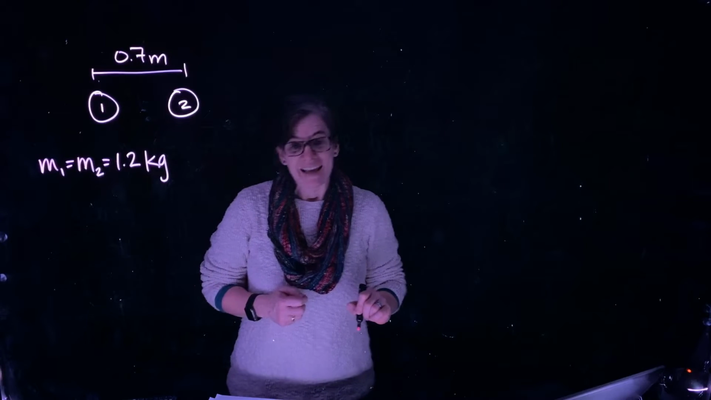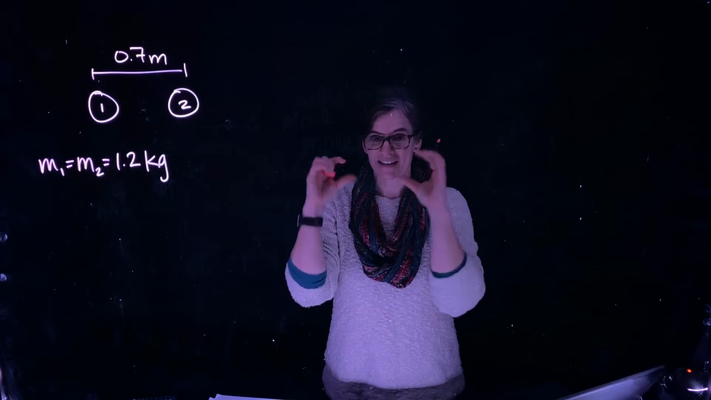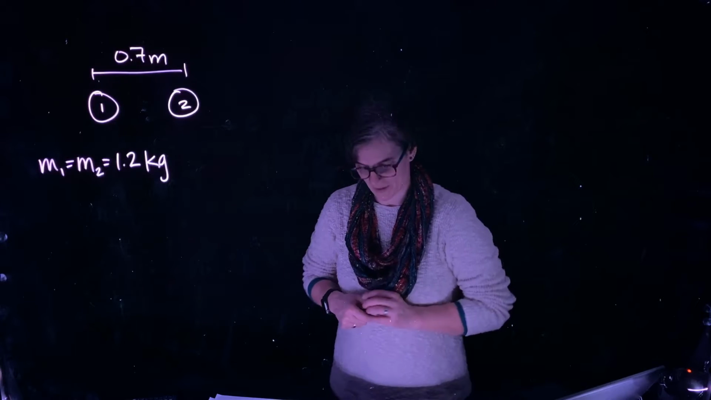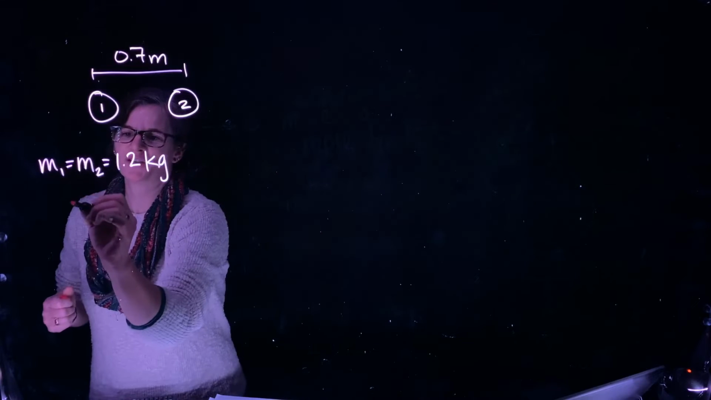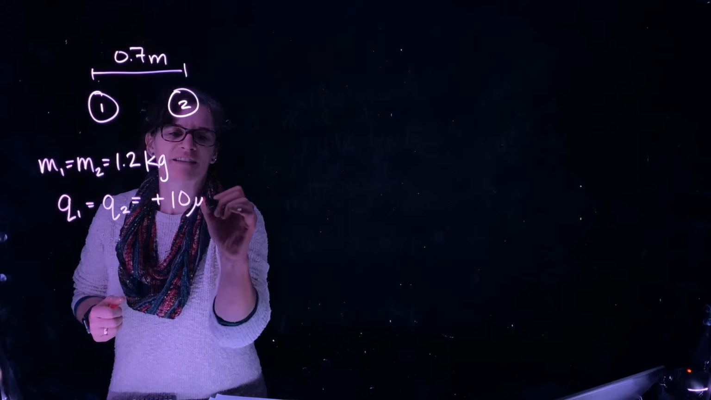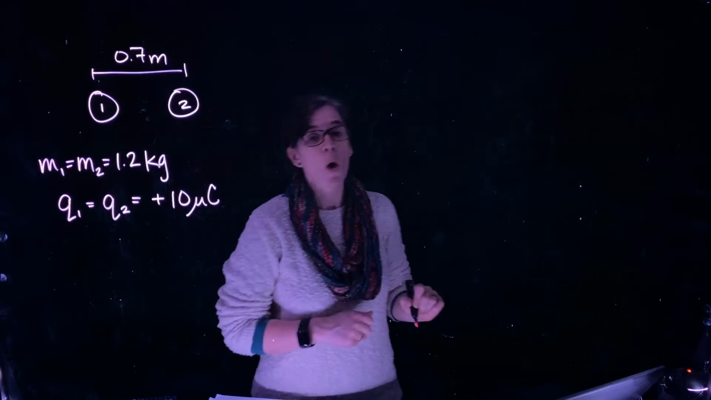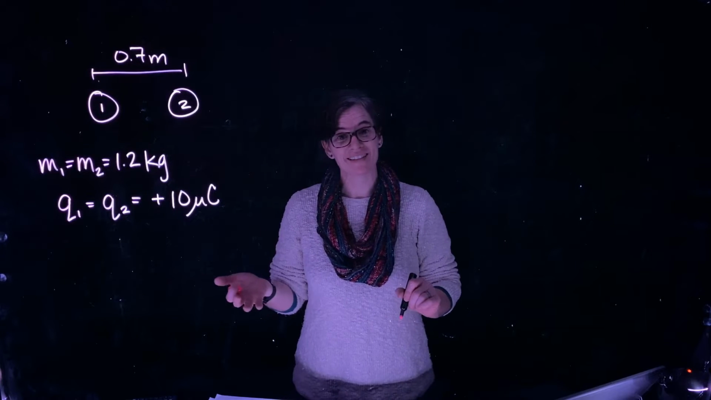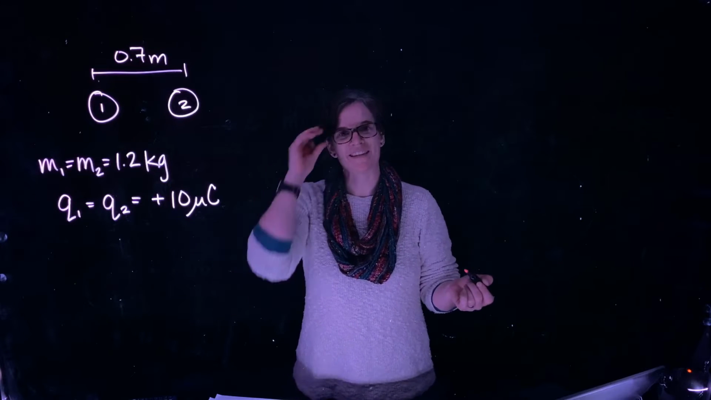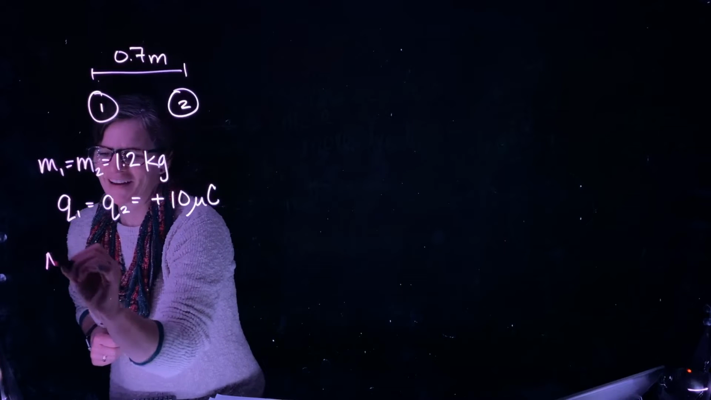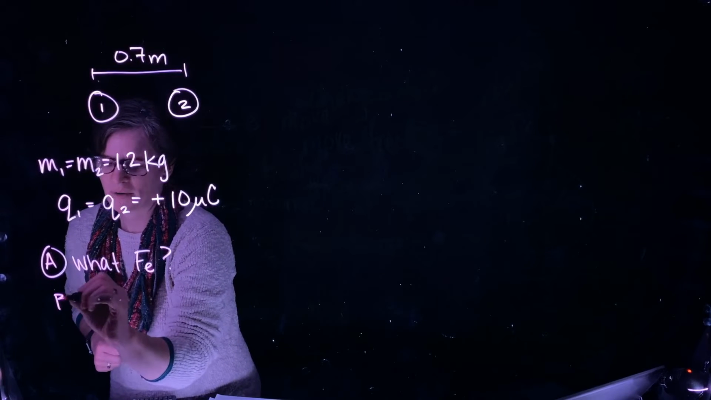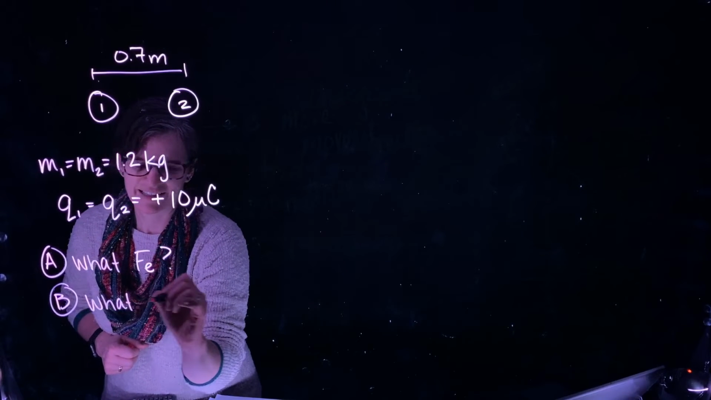All right. The table's frictionless, and each object has a charge of 10 microcoulombs. So the charge on Q1 equals the charge on Q2, which equals positive 10 microcoulombs. What's the electric force on each mass? And if they're released from rest and allowed to move, what will be the acceleration of each mass? So part A is what is the electric force, and part B is what is the acceleration.